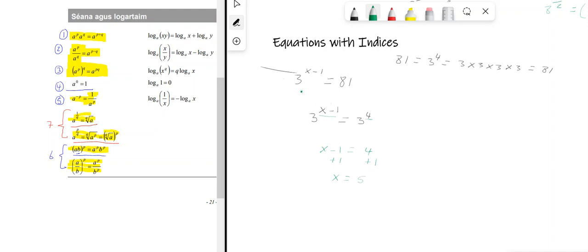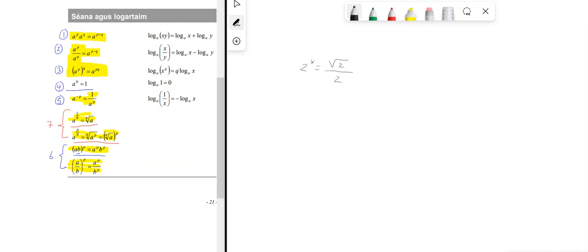So in this question, 3 to the power of x minus 1 is equal to 81, you're trying to solve for x. X is going to be equal to 5. Okay, so that's the first one. This is a very common type of question. Again, you need to write them so that they have the same base. Once they have the same base, you can get rid of the base number and focus on the indices, make them equal to each other, and then solve for the unknown, which is x.